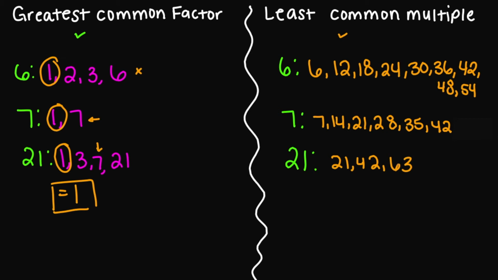So between all three numbers, the smallest common multiple that all of these numbers share is going to be the number 42. I have a 42 here, a 42 here, and I also have a 42 here. So your LCM is 42.